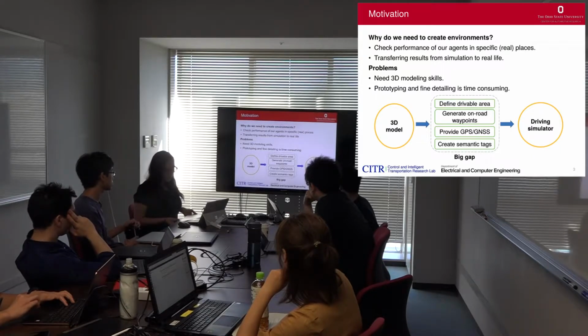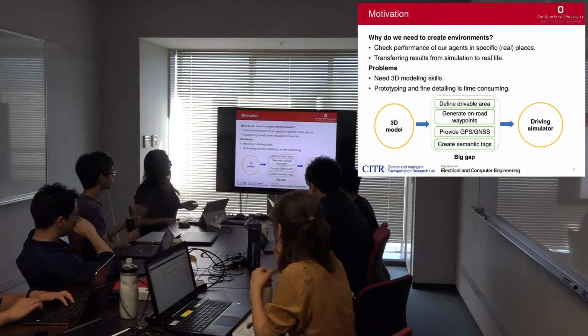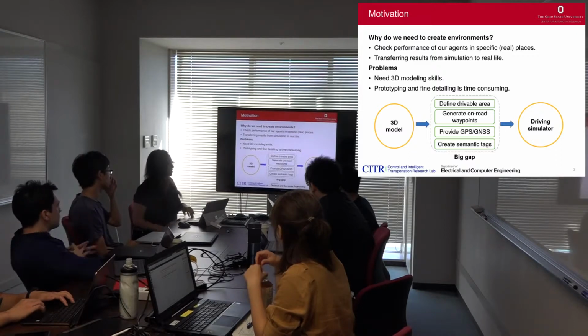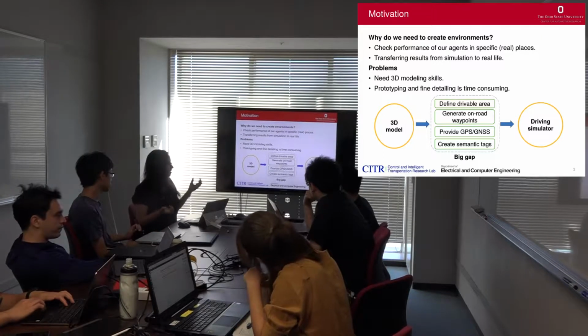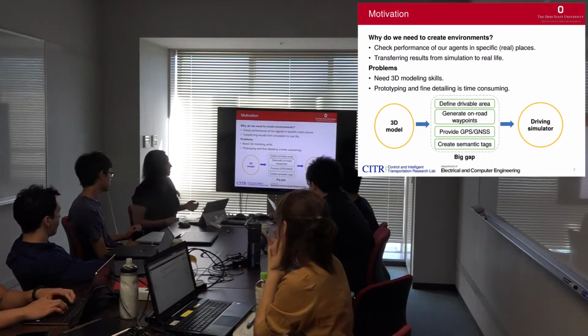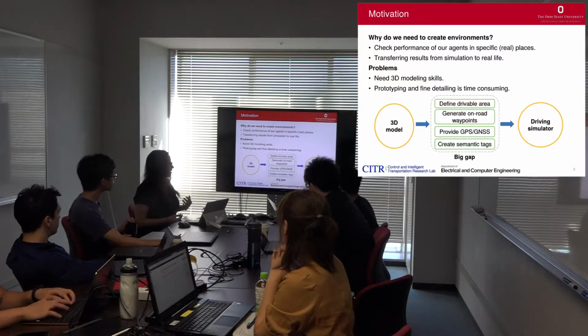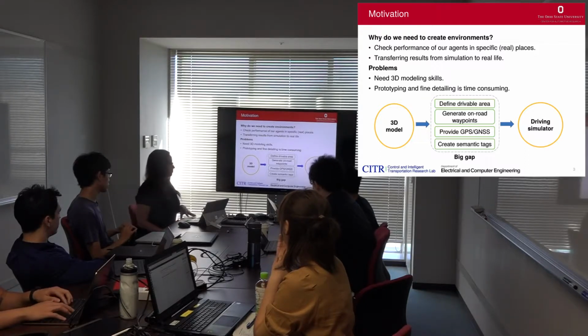What are the problems for this? There are a lot of problems. First, an easy problem, we need 3D modeling skills. Prototyping and fine detailing are really time consuming, and once you have a 3D model of an environment, there's a big gap between having this and inserting it into a driving simulator. Why? Because we need to define the drivable area, we need to generate on-road waypoints, we need to provide GPS information, localization information, and we want to create semantic tags, etc.